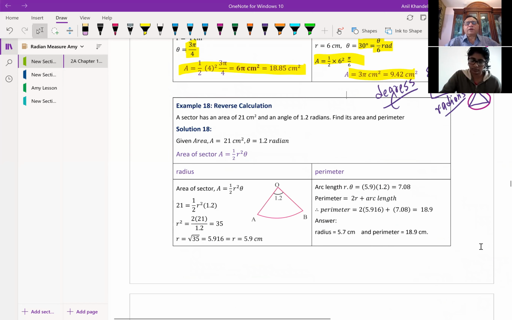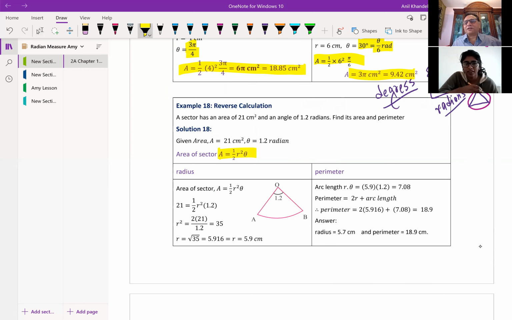Now, let's look into example number 18. Can you please read this question? Yes. So reverse calculation. A sector has an area of 21 centimeters squared and an angle of 1.2 radians. Find its area and perimeter. Perfect. So it's a reverse calculation. This time we have already given you the sector area, so you need to find the relevant parameters, correct? So how will you solve it?